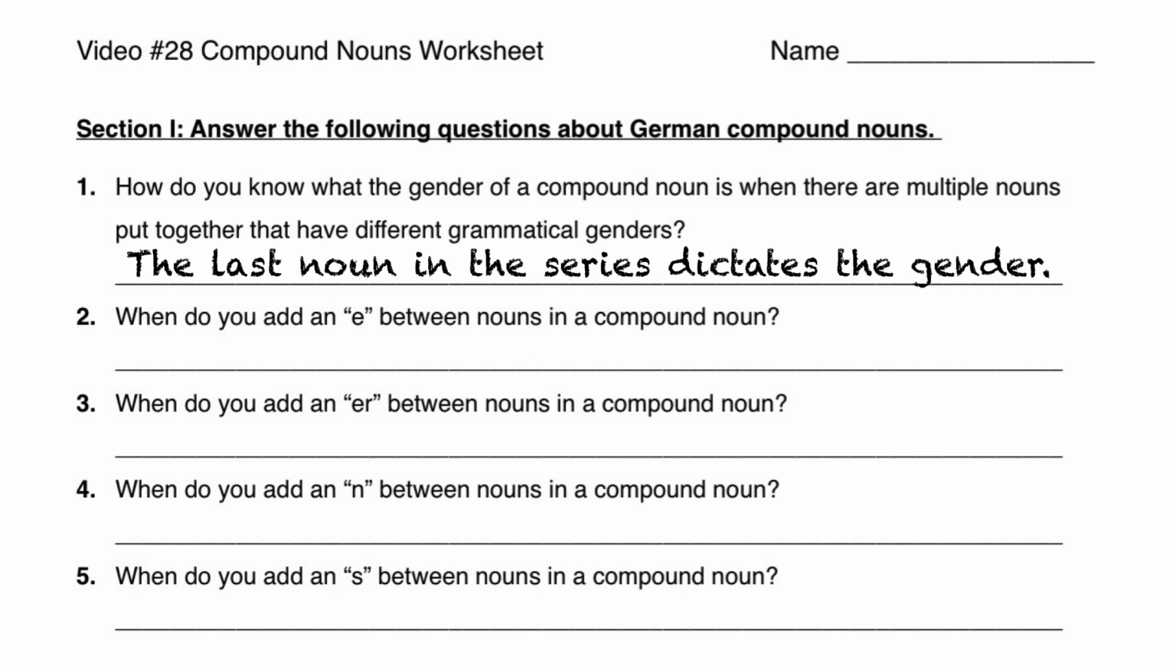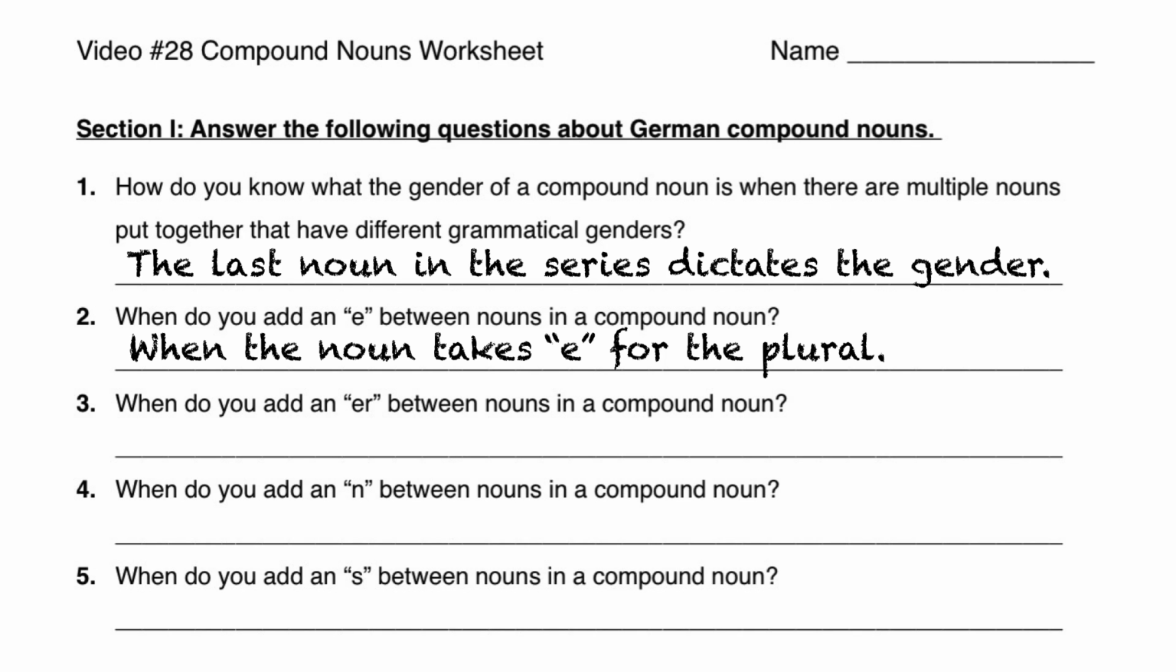Nummer 2. When do you use an E between nouns in the compound noun? In other words, certain times you're going to have to add an E in between the words. The easy way to tell here is that if there's an E at the end for a plural form of that noun, you're probably going to add an E before you add an extra noun to the end of it.